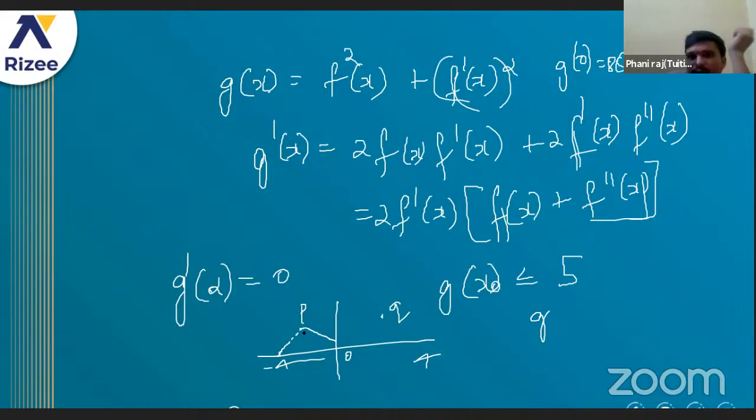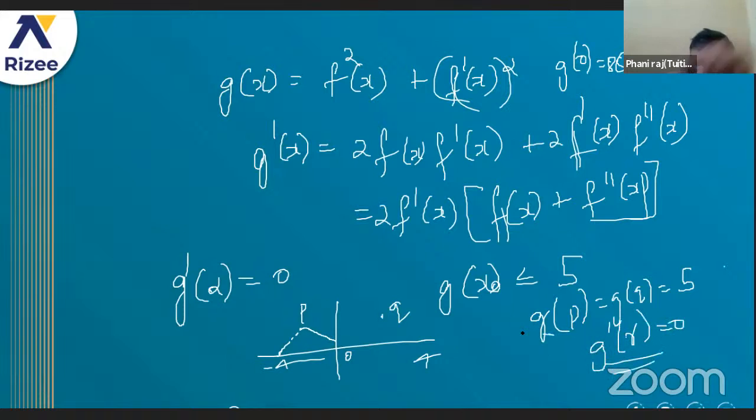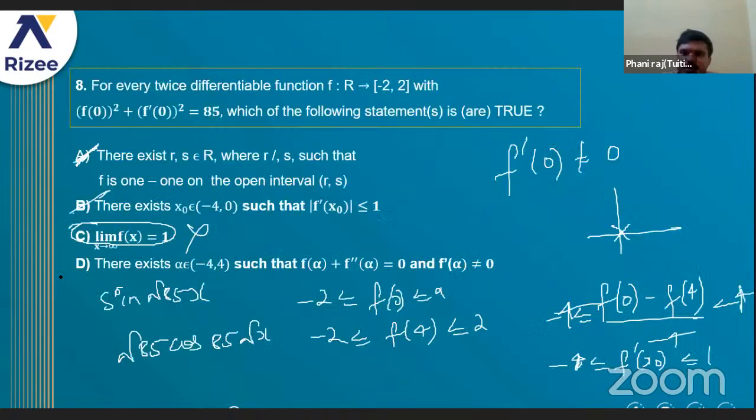So obviously if there is only one point, the function should be strictly less than this everywhere. That is not possible because g of 0 is 85, so obviously it should increase. If it's increasing, it should again decrease. So g of x less than or equal to 5 means g of p equals g of q equals 5. Then there exists a point r between -4 and 4 such that g dash of r equal to 0. That r itself you take to be alpha. If that is 0, f dash cannot be 0. So obviously the sum is 0. So option D is also correct.